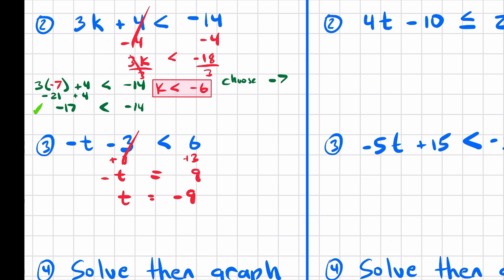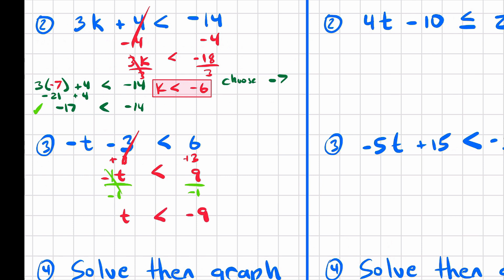Now the only difference here is when I have a negative coefficient in front of that variable, then I'm dividing by that negative coefficient. So really what we've got right here, if I could just rewrite this, is I do have a number 1 in front of that. So really what we're doing is we're dividing both sides by negative 1. That would cancel this out, and I end up with t is less than negative 9.